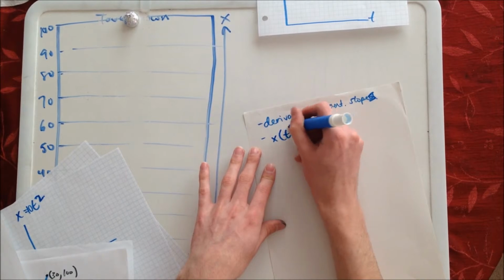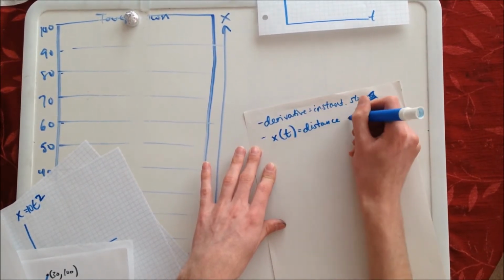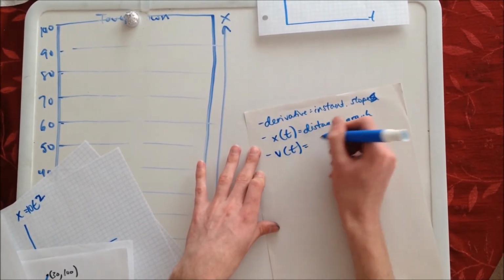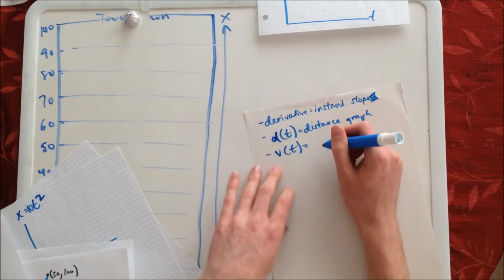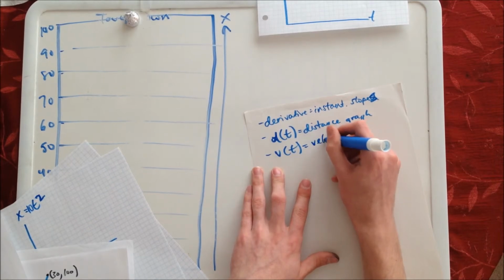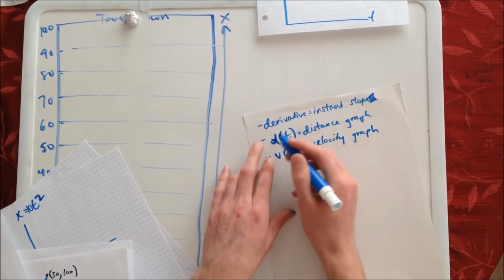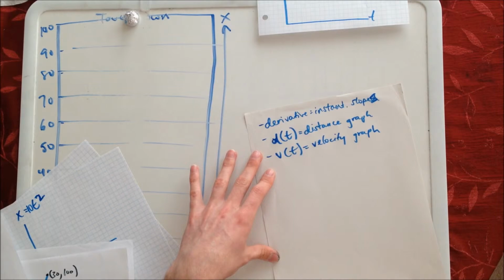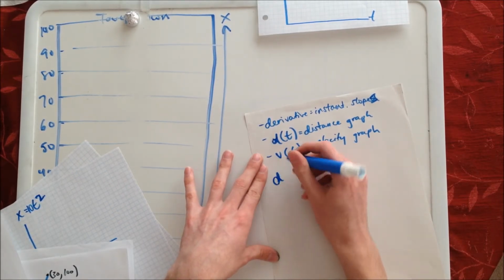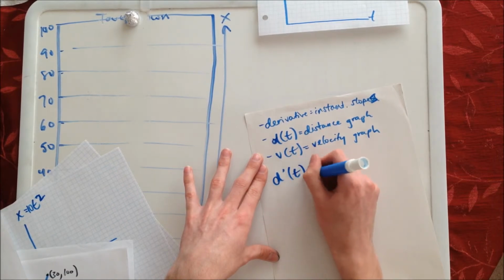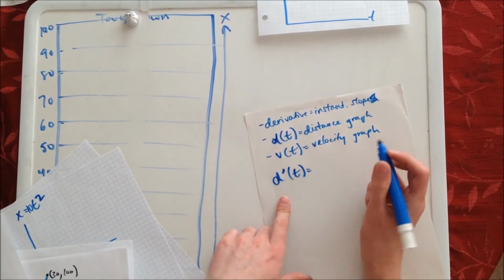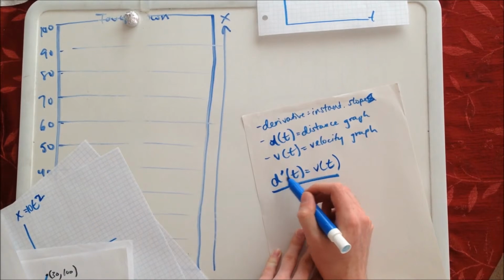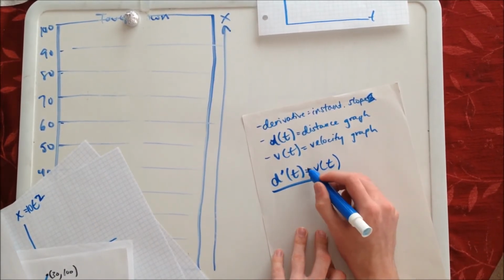So actually, I should tell you some notation. I'm going to call the distance graph x of t. I was calling it x earlier. Let's call it d of t for now, it'll be easier. D of t, distance, makes sense. And then the velocity graph. So you learn that the derivative of the distance graph is the velocity graph because of units. There are several ways to note that, but I'm just going to use d prime of t. And prime means the derivative of it. So d prime of t equals v of t. The derivative of distance is velocity.